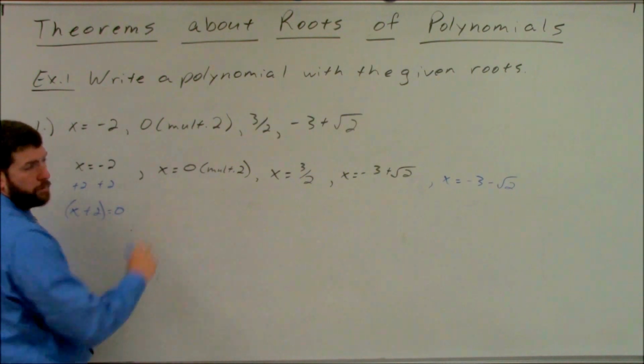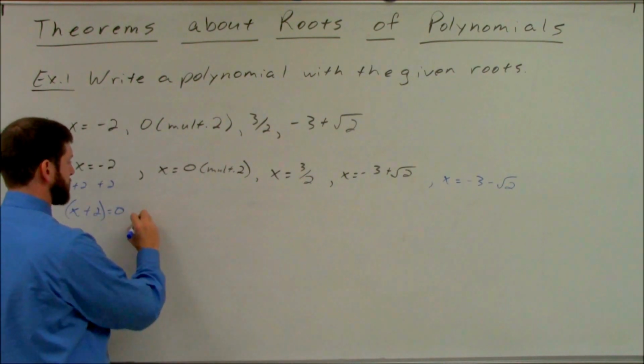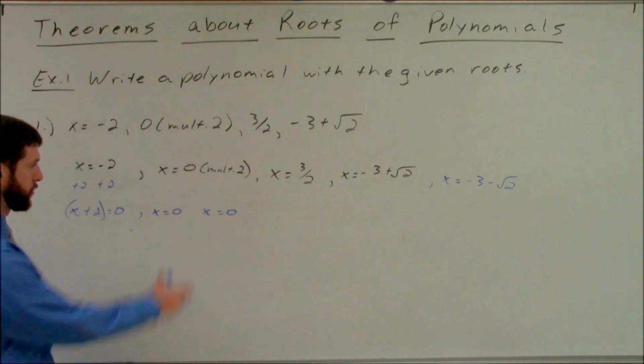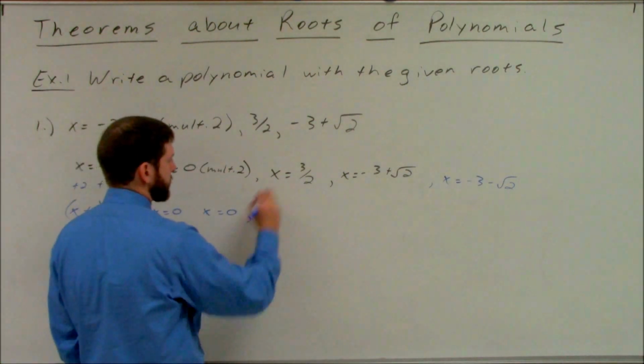So we know that multiplicity of 2 means that that occurred twice. So we got x equals 0 2 times. So that's what 0 multiplicity of 2 means.